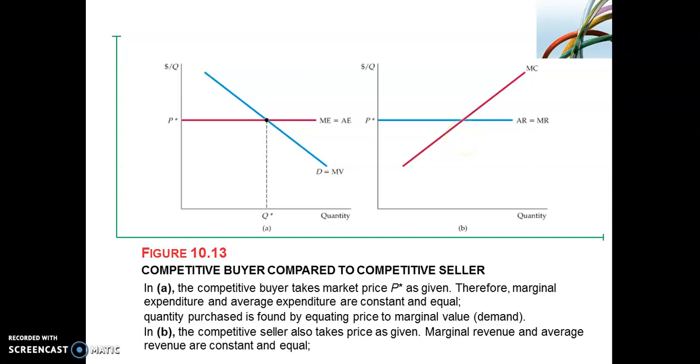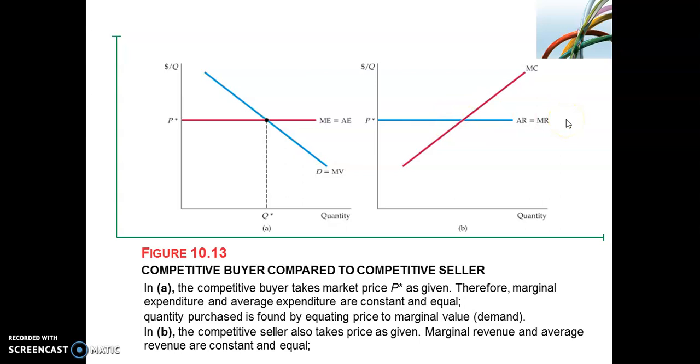Remember that in a competitive market, your buyers and sellers are price takers. And you have already studied part B of the figure, which deals with competitive sellers in chapter 8. Recall that a competitive seller takes a price P star as given. And in order for a seller to figure out what quantity to produce, that is going to be where marginal cost is equal to marginal revenue.